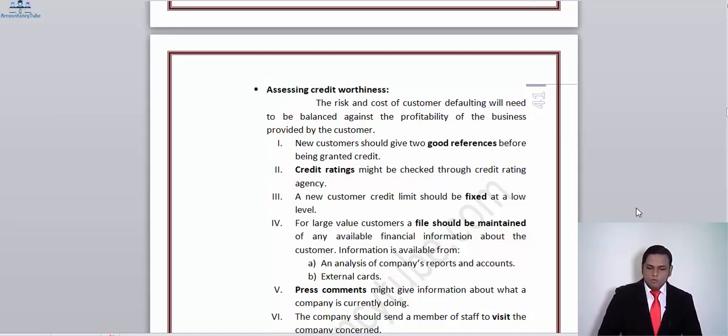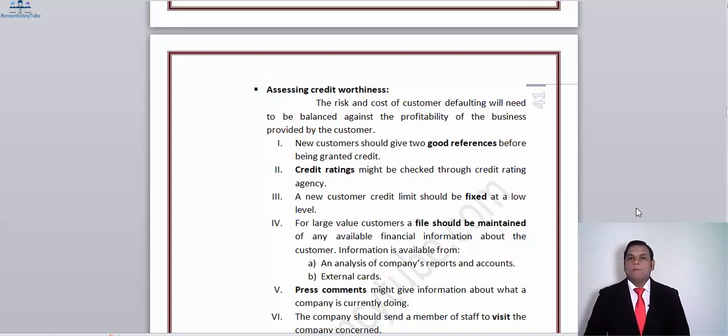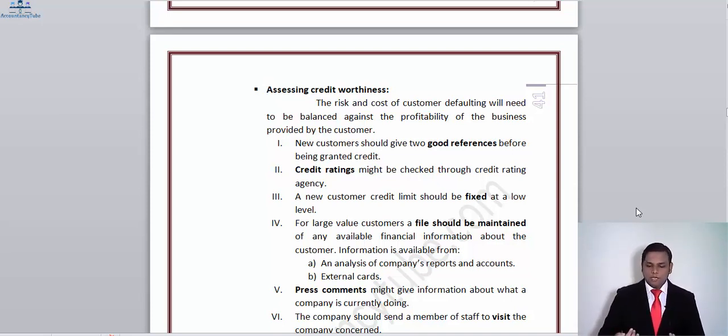The first point is new customers should give 2 good references before being granted credit. One way of doing that is you can get good references. Now in the market, in business, it's quite common for other businesses to give good references. If they have good interaction with other businesses, they can give references about the business to us, and on those references we can determine whether to give them the extended credit period or not.